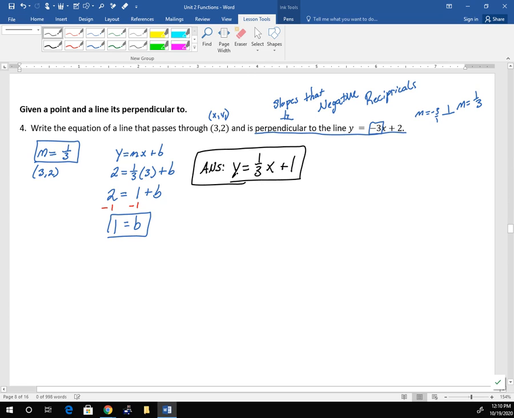And there it is. So just recognizing, hey, this line that we're perpendicular to is going to have a negative reciprocal slope, and we should be able to identify what that slope would be pretty quickly and get everything that we need to find.